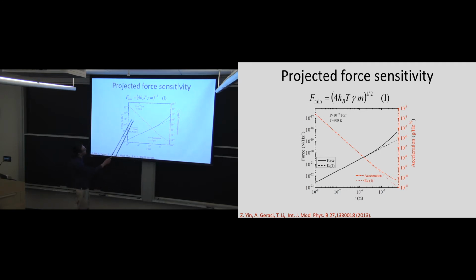And so for a regime where I'm limited by the background gas collisions and my pressure is a respectable ultra-high vacuum environment at about 10 to the minus 10 torr, then even at room temperature, I'm able to sense forces that are at this 10 to the minus 21 newtons per hertz level or below in this kind of system. Sorry, yeah. Can you say how you measure the position of this particle? I will. I'll get to that in a second if you don't mind.